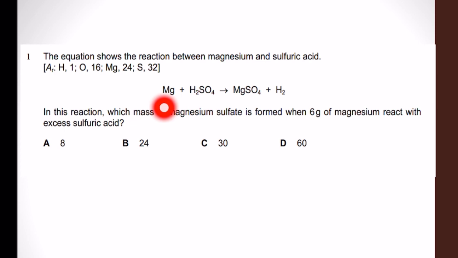So here they have given us the mass of magnesium and they are asking for the mass of magnesium sulfate, which is a product. Here we are going to use the bridge which is called the mole bridge. Let's start.